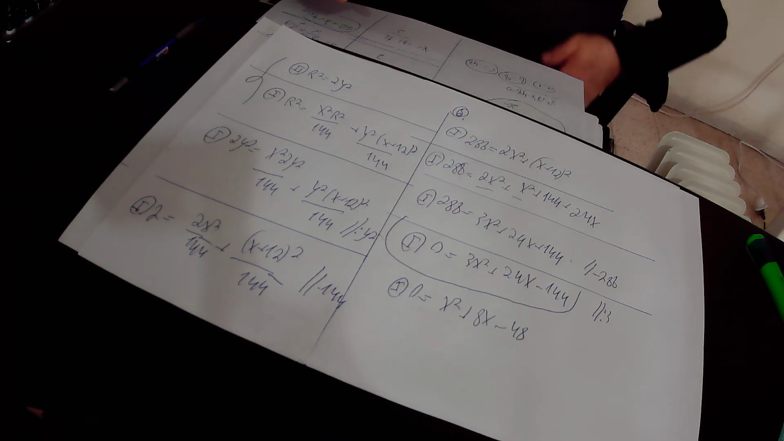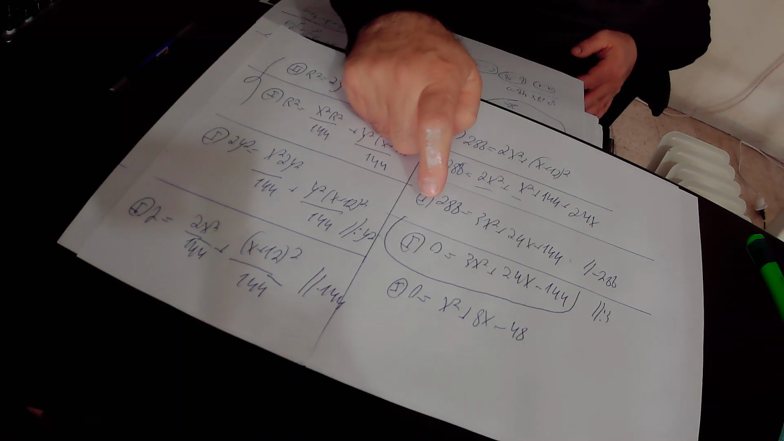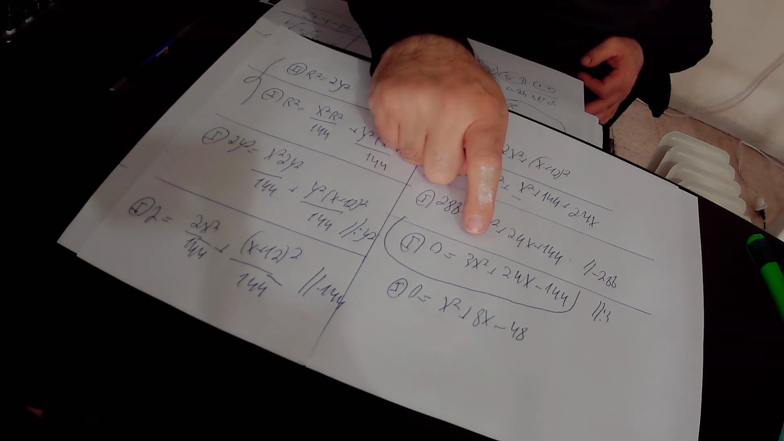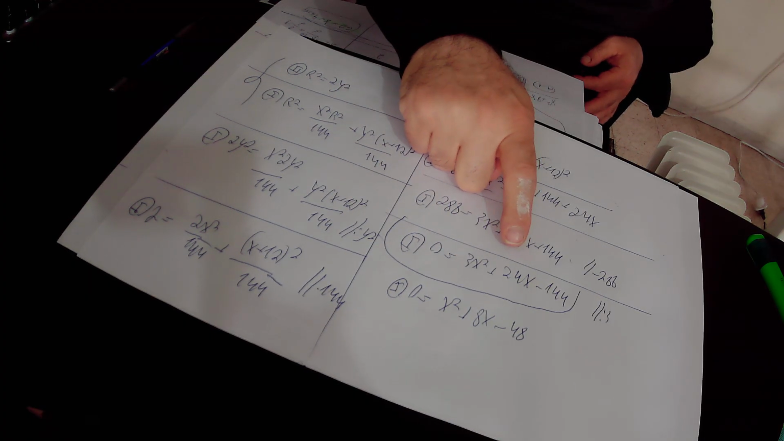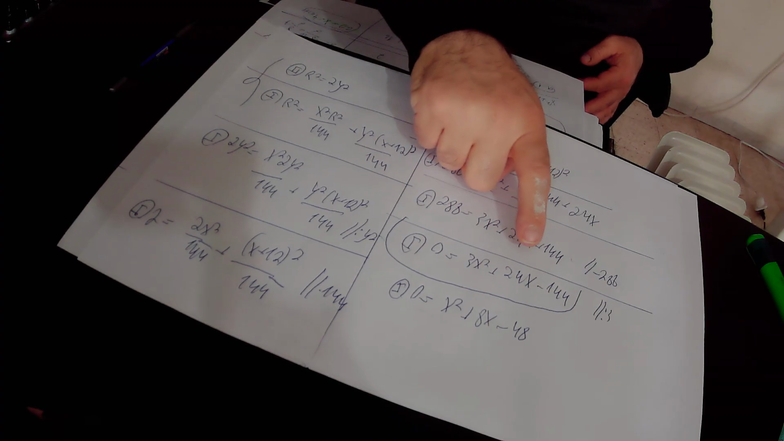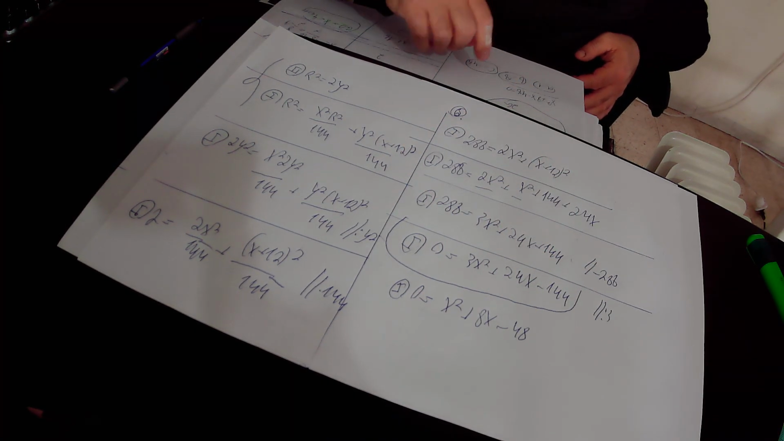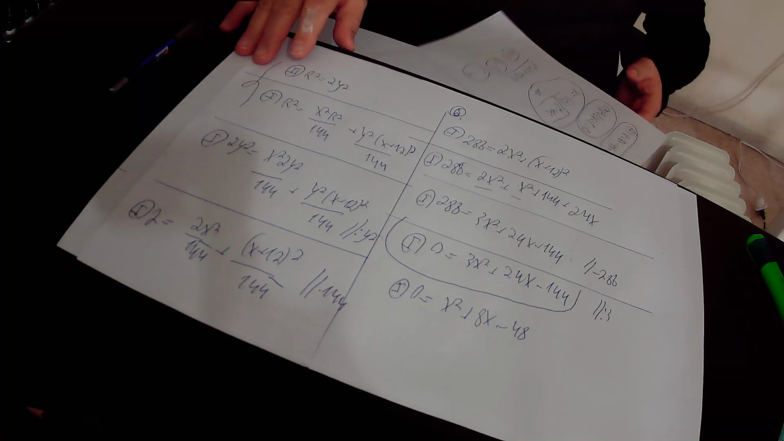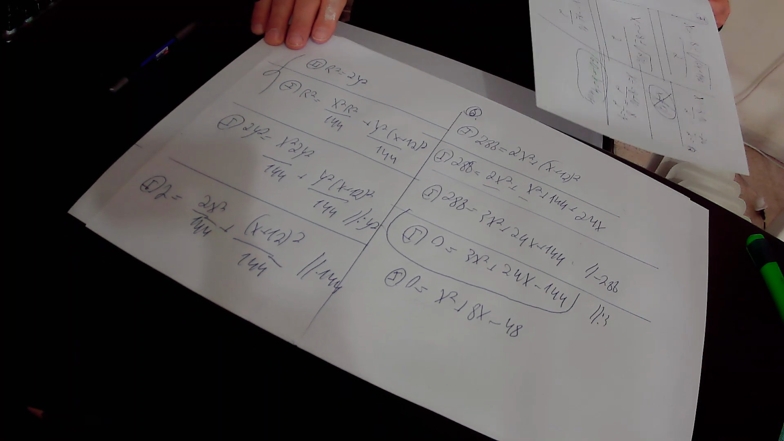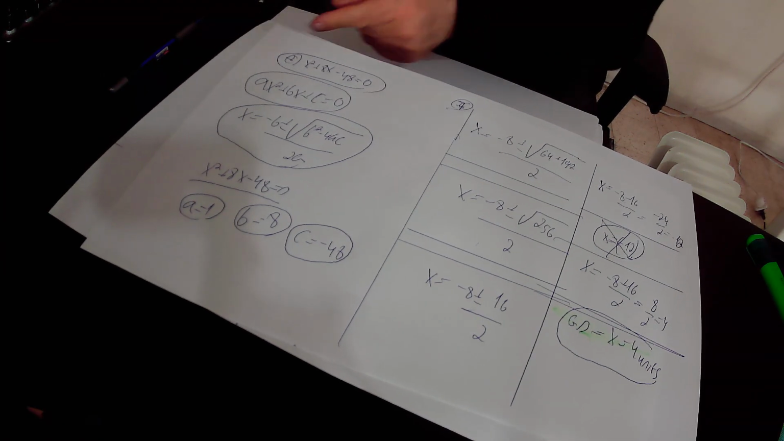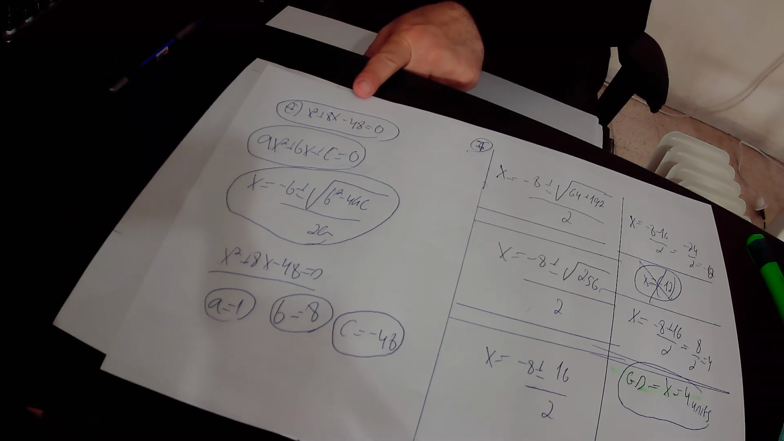Here we divided this quadratic equation 1 by 3, and finally found out that 0 over 3 is 0, 3x square over 3 is x squared, 24x over 3 is 8x, and minus 144 over 3 is minus 48. So in conclusion, I actually found out that x squared plus 8x minus 48 equals 0.